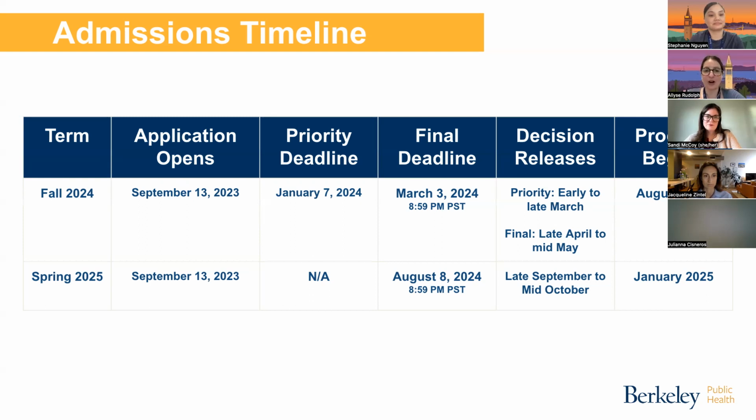So you are able to apply for fall 24 until March 3rd. That cohort will begin in August. And if you're not quite ready, you're welcome to start planning to apply for our spring 25 cohort. And we will be accepting applications for our spring cohort until August 8th. And that cohort will begin coursework in January.